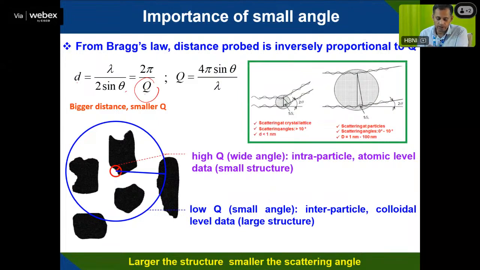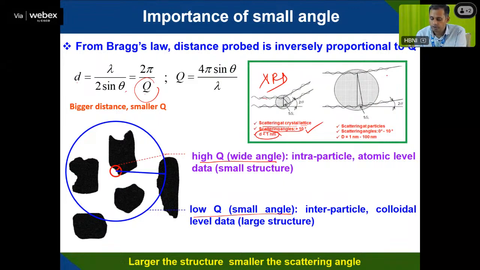So here you have a low Q region, the small angle region, and a high Q region, the wide angle region. Inside a crystal structure, if Bragg's law is satisfied, you will be able to see d less than 1 nanometer. But here the scattering angle is greater than 10 degrees. This is normal X-ray diffraction.